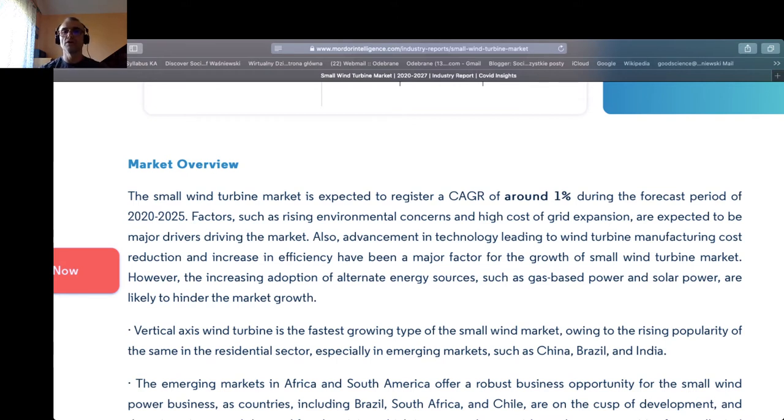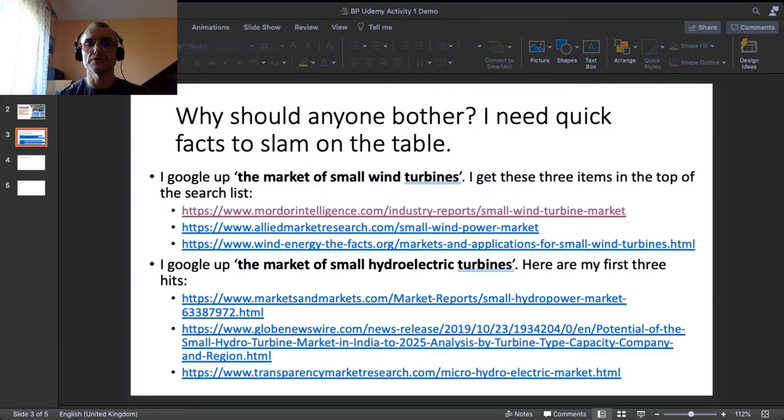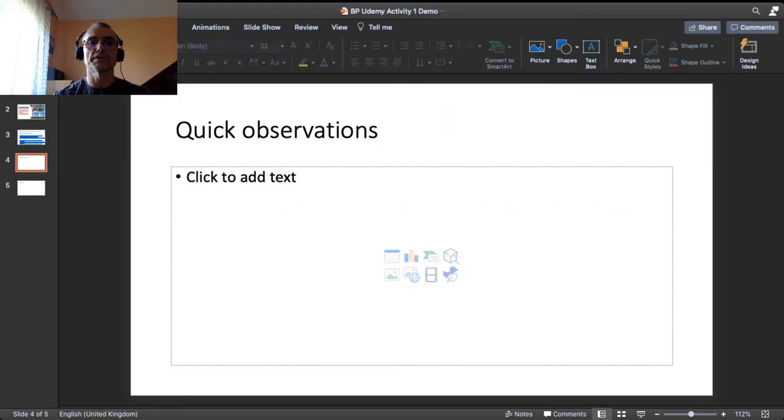Okay, here are the first few things on how I can work with that source in order to improve my pitch. First of all, the concept of CAGR. You have it here on the screen, CAGR. I return to my PowerPoint presentation to a page with notes, and I will just write a quick explanation.